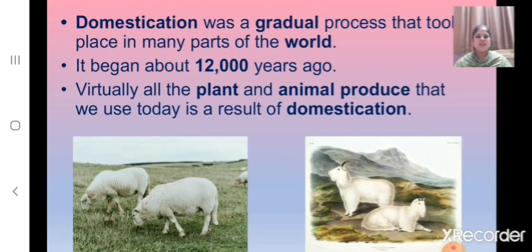Domestication was a gradual process that took place in many parts of the world, and it began about 12,000 years ago. How many years ago? 12,000 years ago. Virtually all the plant and animal produce that we use today is a result of domestication.